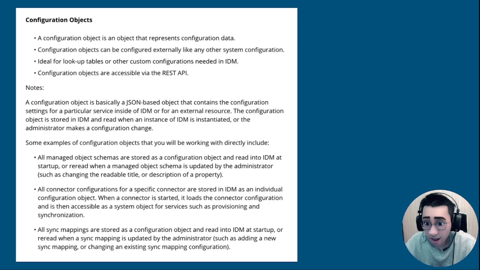So in this slide, we will talk about the configuration object. Configuration objects are a different type of object in Identity Manager that represents configuration. They can also be configured externally like any other system configuration. They can also be accessed by the REST API. Configuration objects are useful for things like lookup tables or other custom configuration that is needed in the IDM.